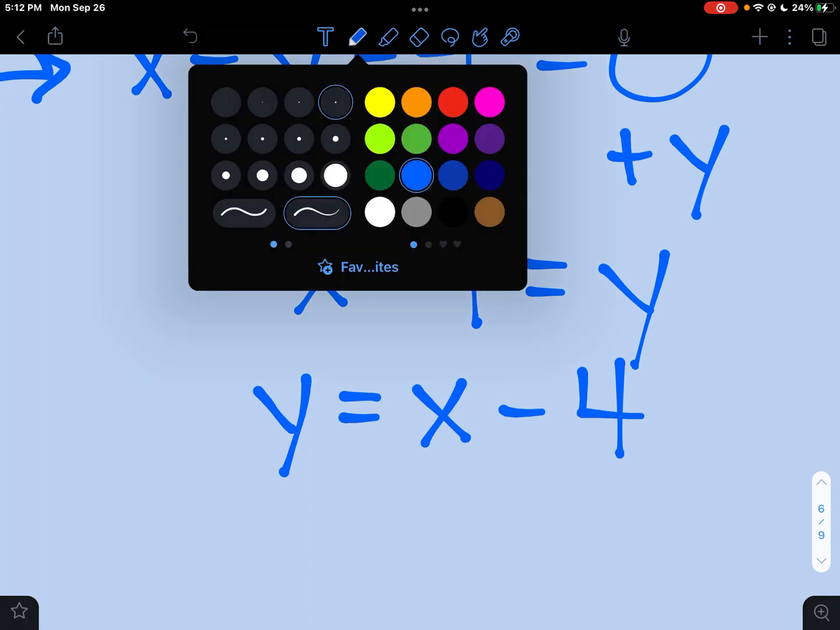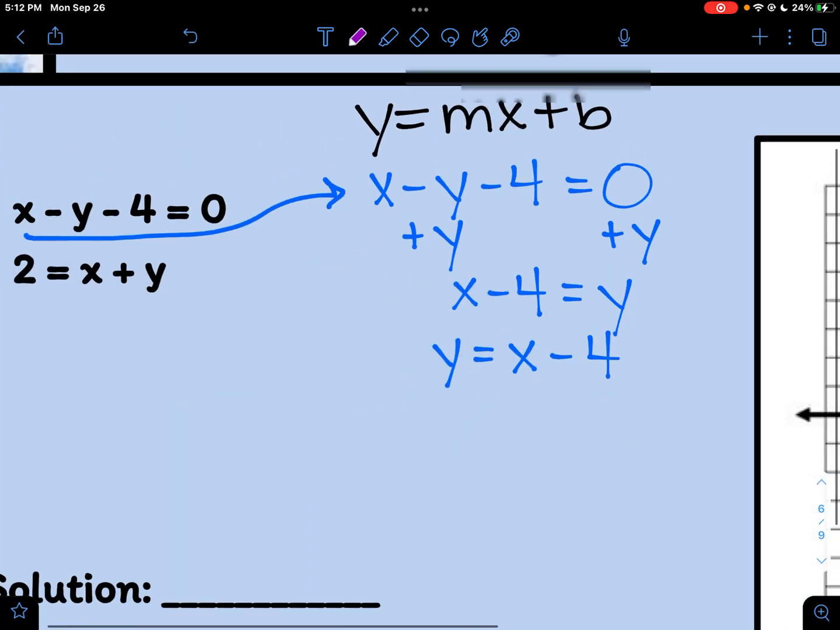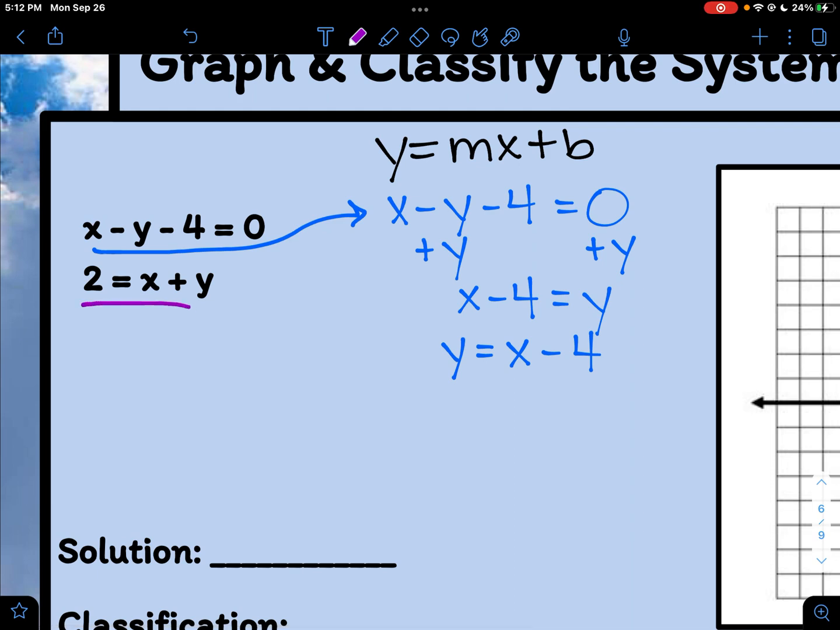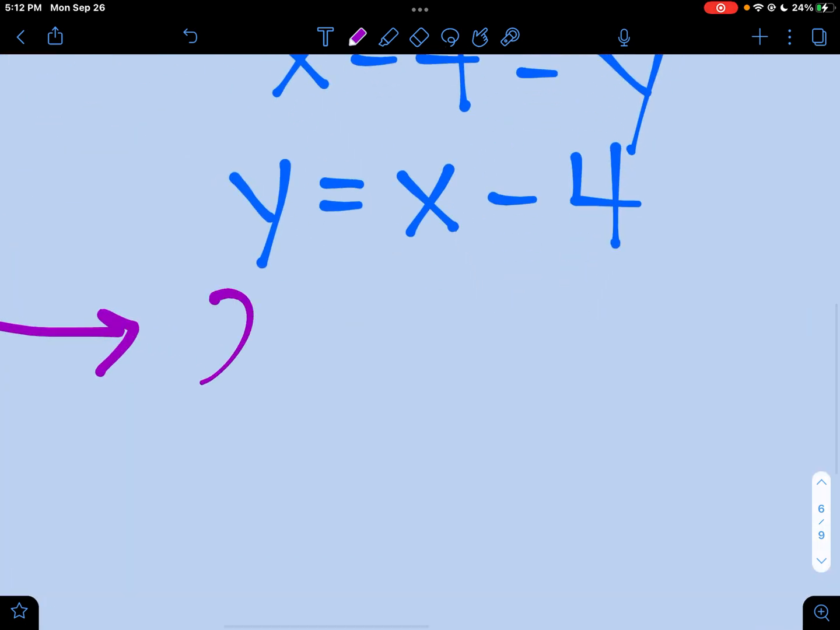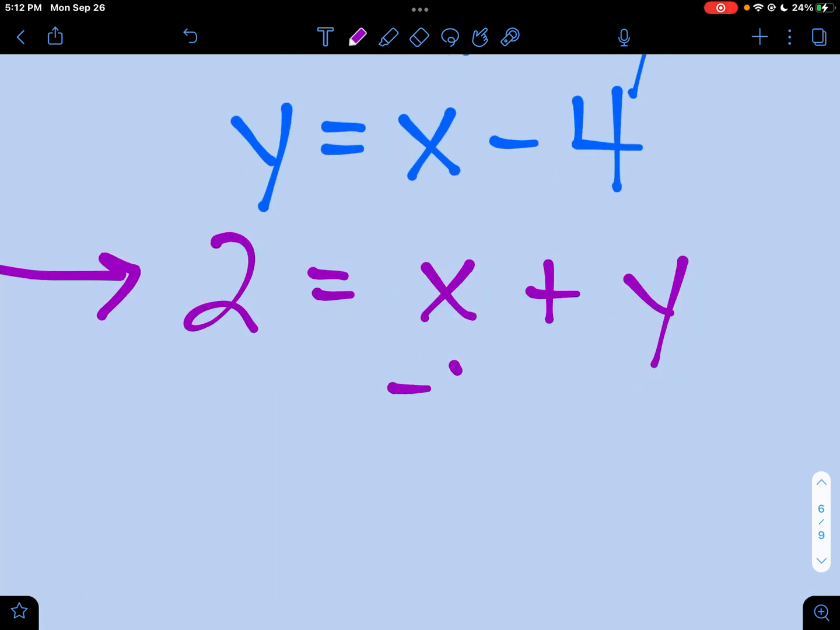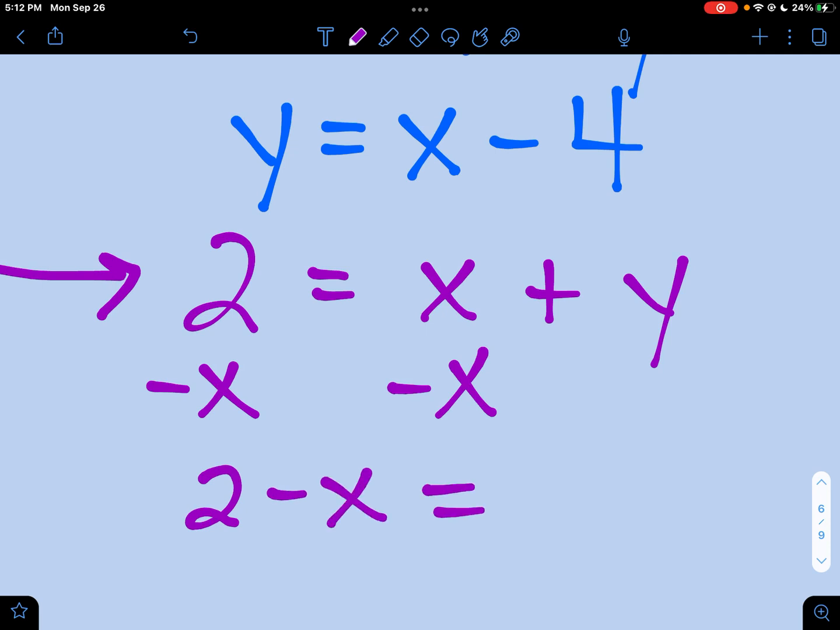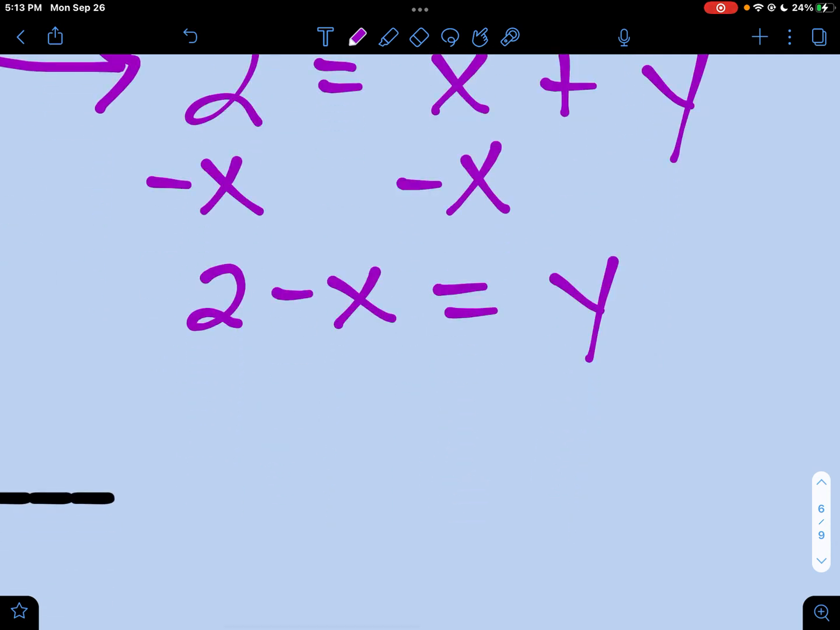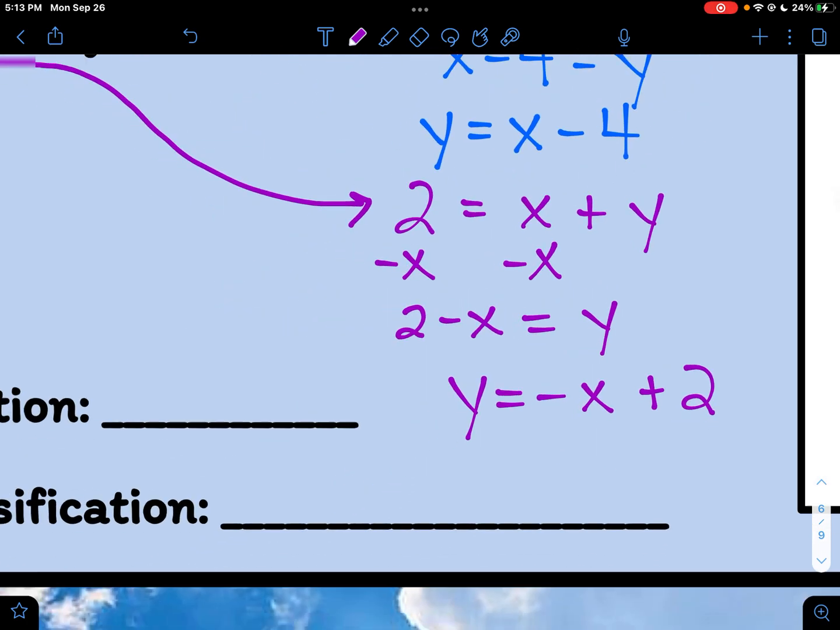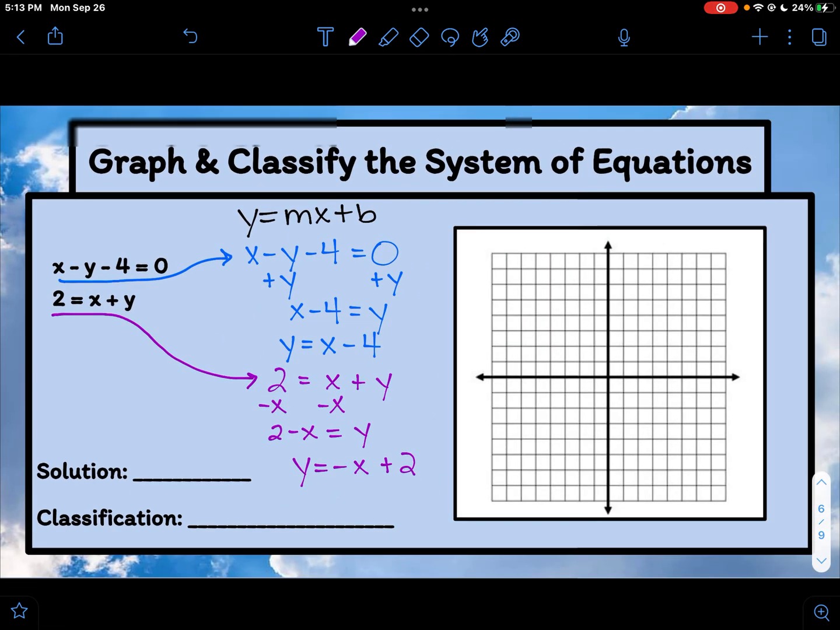Okay, so there's that one. Grab another color. And bring this down here. 2 equals x plus y. Okay, it looks like I can get y by itself pretty easy if I just do minus x. So 2 minus x equals y. I'm going to change that around for slope-intercept form. Y equals negative x plus 2. Make sure everything keeps its sign.